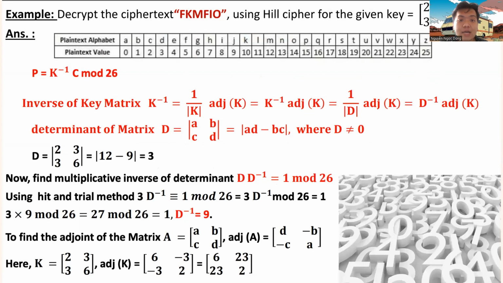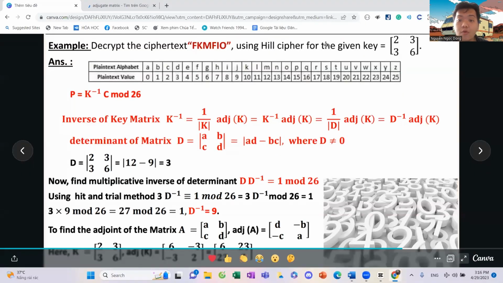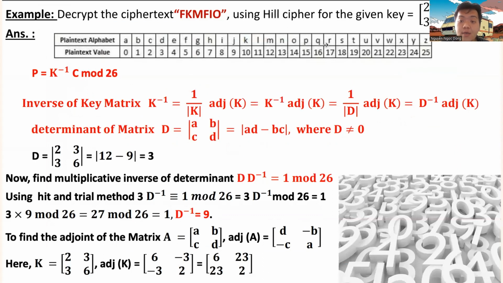And if you want to decrypt the ciphertext FK, MF, IO using the Hill cipher with the given key, we can use the formula P equals K to the power -1 multiplied by C mod 26. The inverse of the matrix K, K to the power -1, equals 1 over the absolute value of K multiplied by the adjoint matrix of K, which equals D to the power -1 multiplied by the adjoint matrix of K.